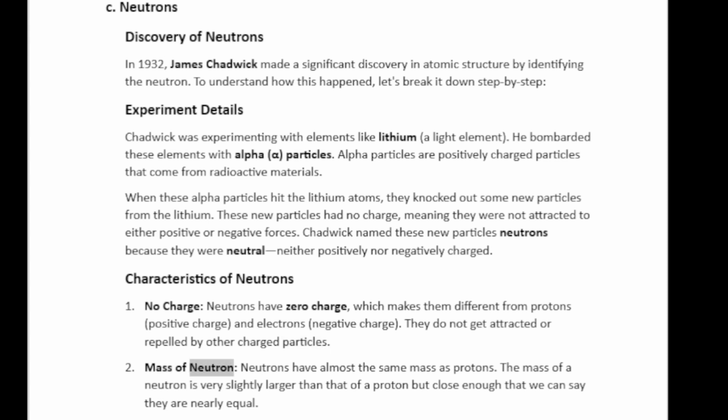Mass of neutron. Neutrons have almost the same mass as protons. The mass of a neutron is very slightly larger than that of a proton, but close enough that we can say they are nearly equal.